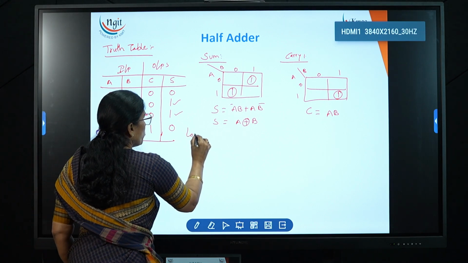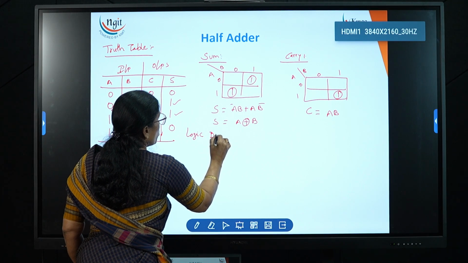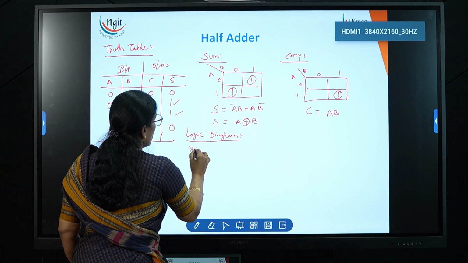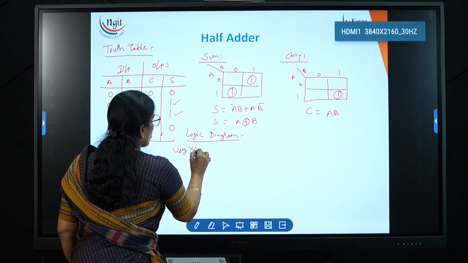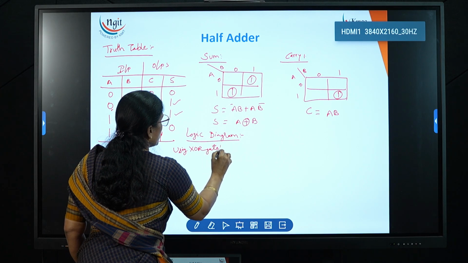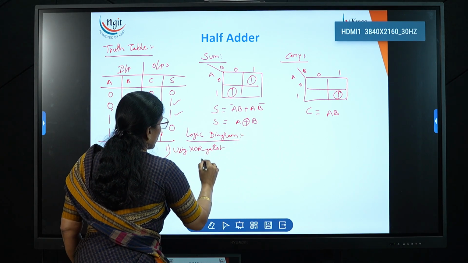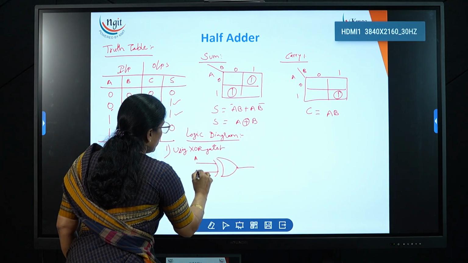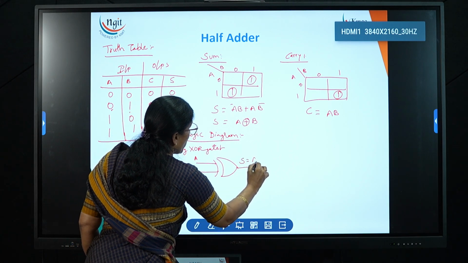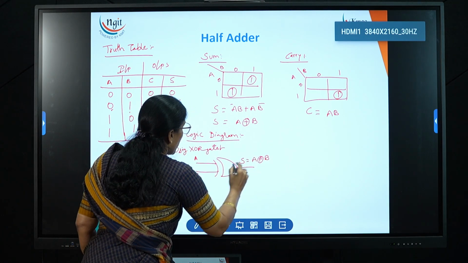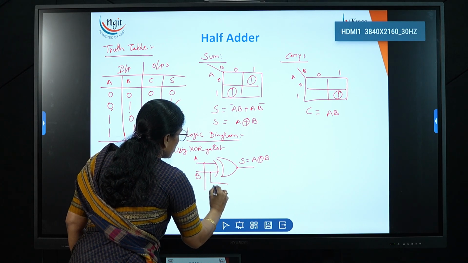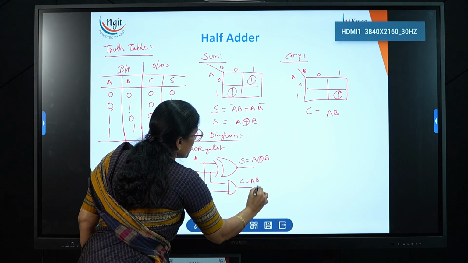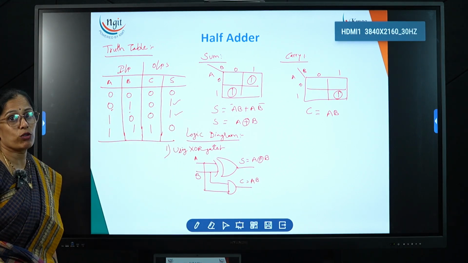So logic diagram using XOR. First let me draw the logic diagram using XOR gate. This is first one. So now here I can take one exclusive OR gate and thereby what? We get the sum S is equal to A exclusive or B and carry is equal to what? A and B. We need to use one AND gate and here carry is equal to AB. This is one way to draw the diagram by using the exclusive OR gate.